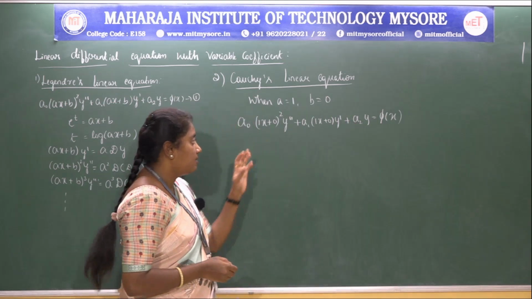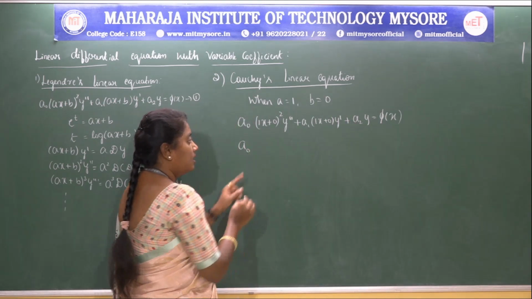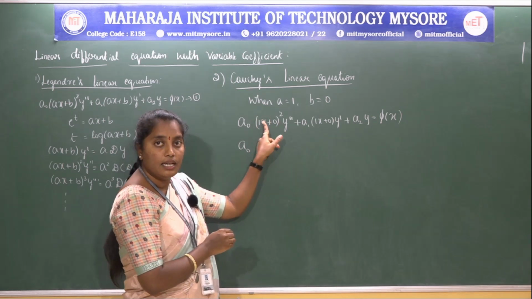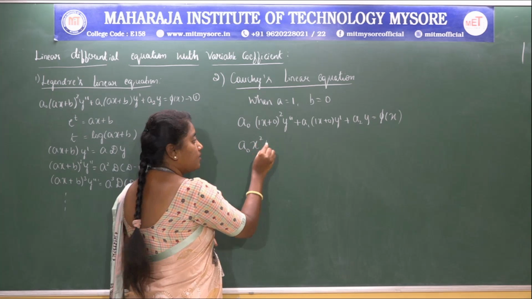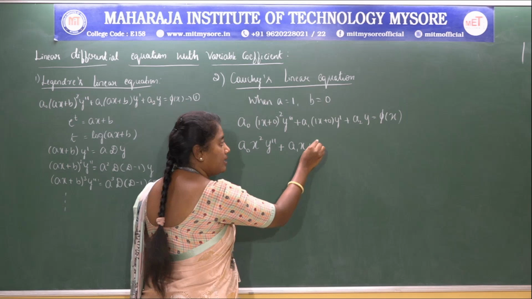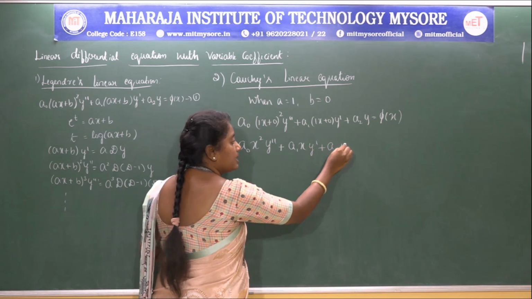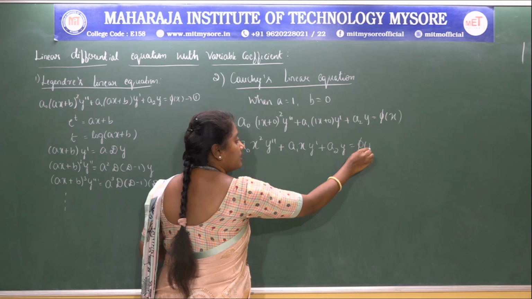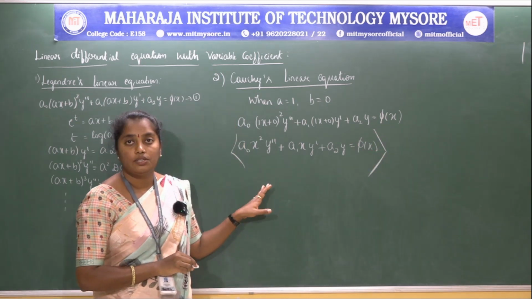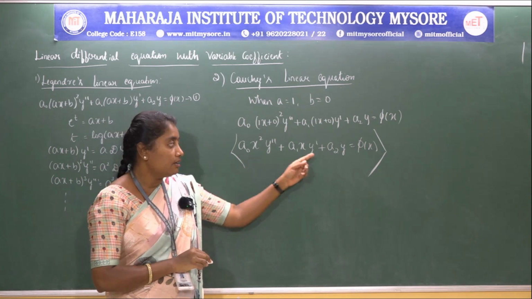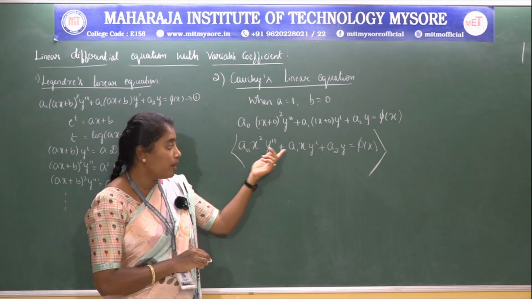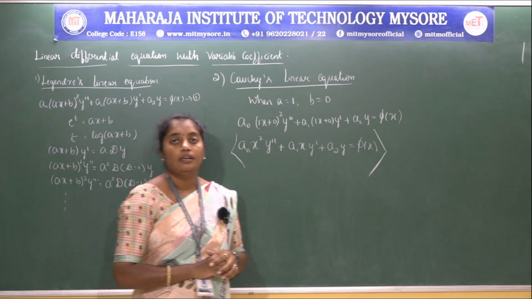On simplifying this equation, we are left with x only. 1 into x plus 0 is x. So the resulting equation is x square y double dash plus a1 x y dash plus a2 y is equal to phi of x. This equation is called Cauchy's linear equation. Again, this is an equation with variable coefficient, as x square and x are the variable coefficients.